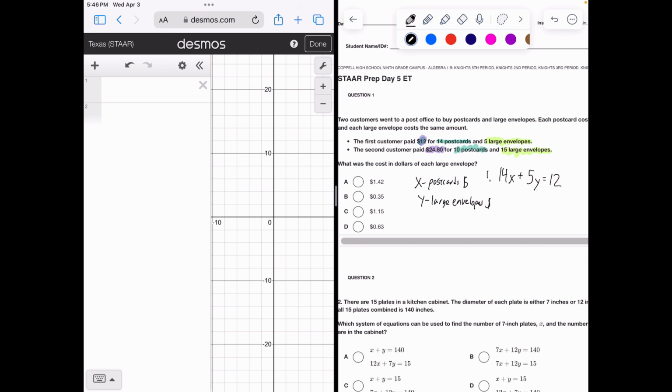Customer number 2, move this information over here to the side. Customer number 2: I made X my postcard, so it's 10 postcards plus the large envelopes, 15 large envelopes, for a grand total of 24.80.